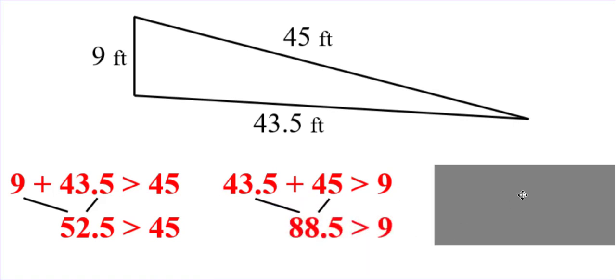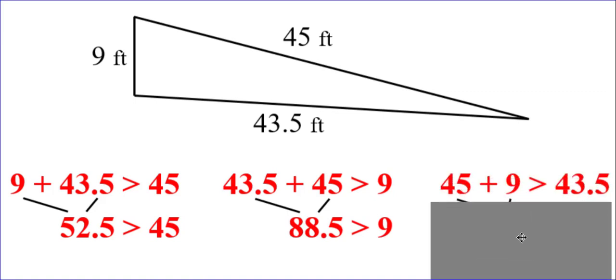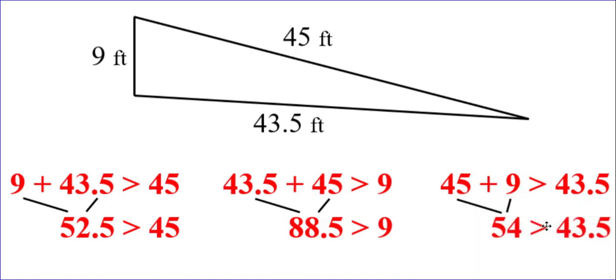And then what's the other combination I haven't tried yet? How about 45 plus 9? Is that greater than 43.5? Well, of course it will be. And so all three ways that I could add two sides together and see if it's greater than the measure of the third side, all three ways are going to check out.